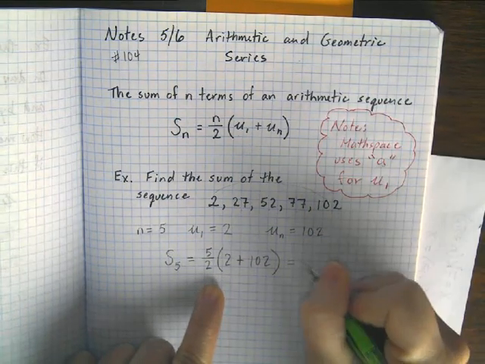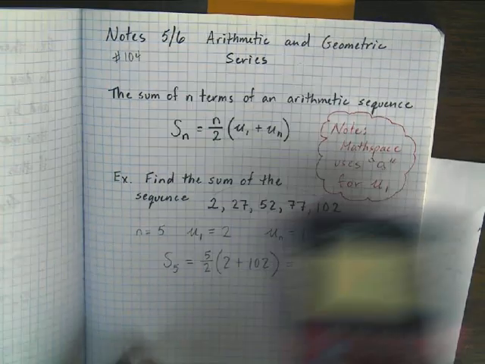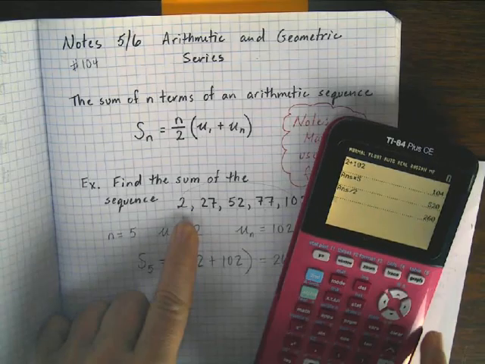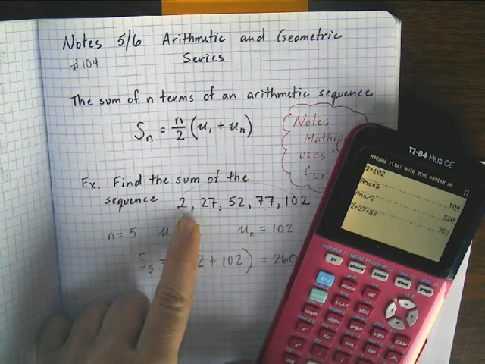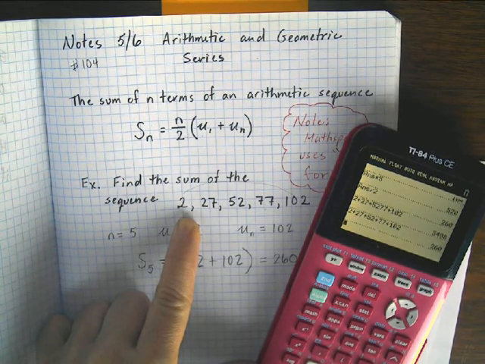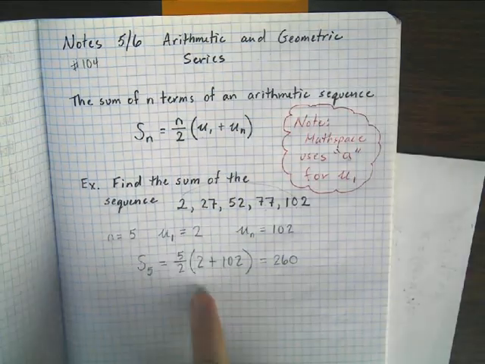Okay, so in case you're thinking, really, does that really work? Let's go ahead and check it. Since this is a nice short sequence, I can just add them. 2 plus 27 plus 52 plus 77 plus 102. And what did I do? I made a typo. Let's do that again. 2 plus 27 plus 52 plus 77 plus 102. And I get 260 as well. Okay, so there is using that formula.